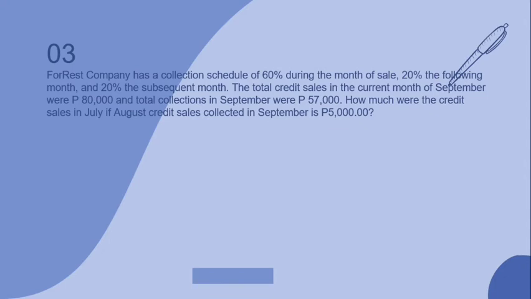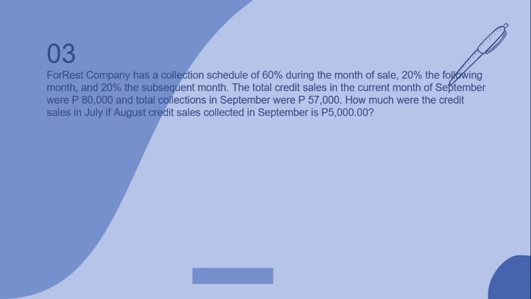Problem number 3. Forest Company has a collection schedule of 60% during the month of sale, 20% the following month, and 20% the subsequent month. So, for example, nag-sell ka goods karon, October. So, nag-sell ka goods worth, let's say, 10,000. So, 60% sa 10,000 is karong October ni mo siya makolect. So, ang 6,000 karong October makolect.